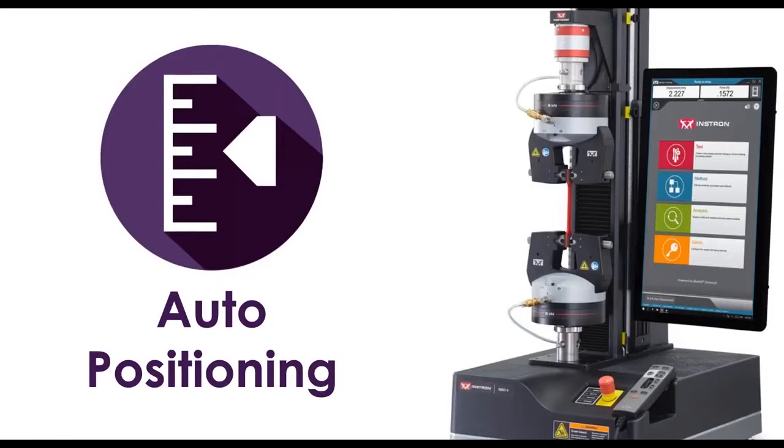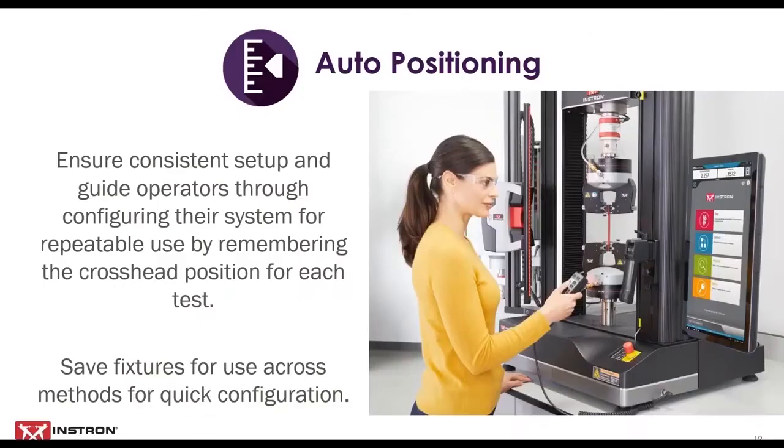Finally, all 6800 systems have a new feature called auto positioning. Auto positioning ensures consistent setup and guides operators through configuring their system for repeatable use by remembering the initial crosshead position for each test. Fixtures can be saved for use across multiple methods for quick and easy setup.